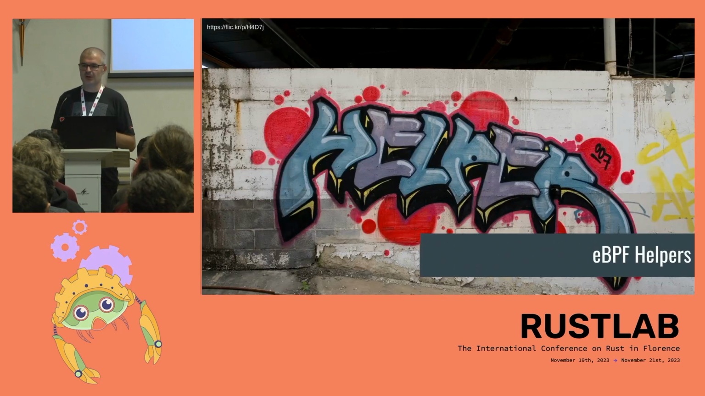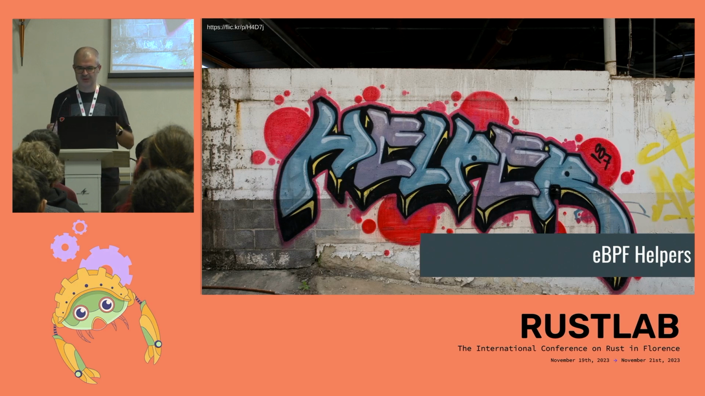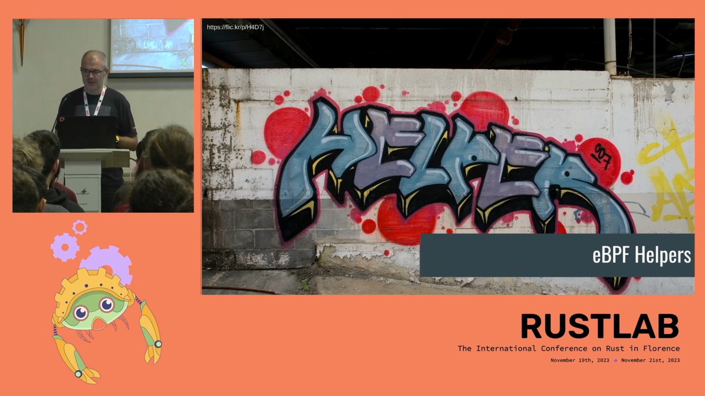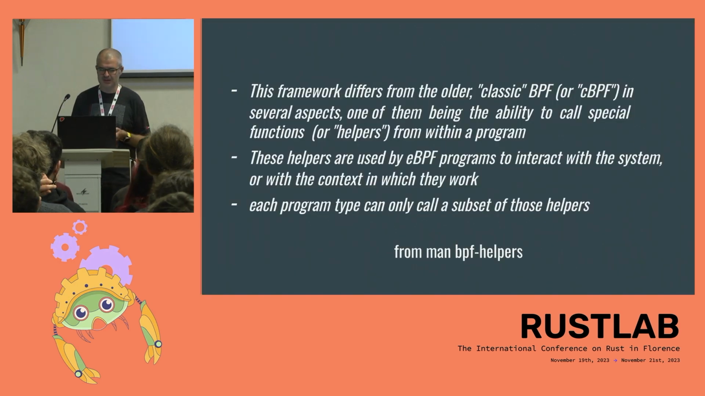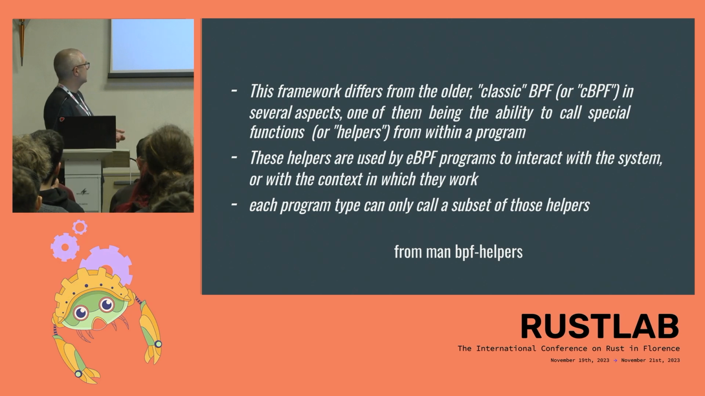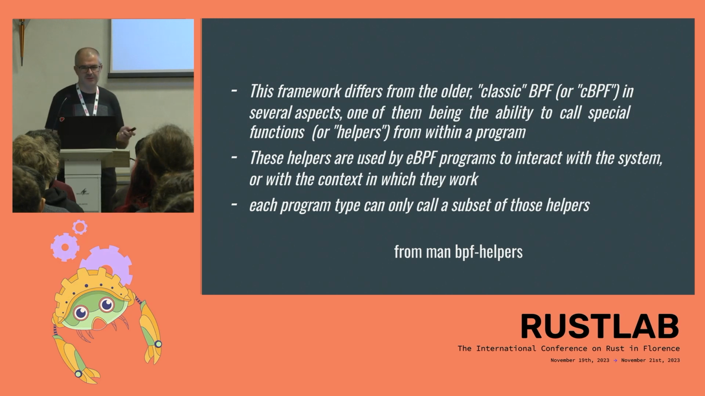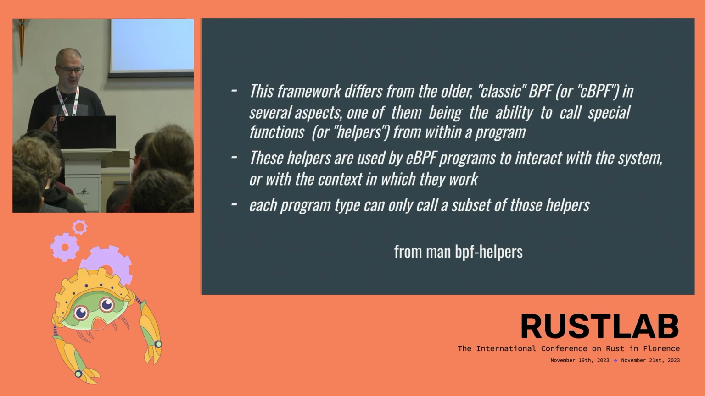And we said that we have these programs running in the kernel, but despite running in the kernel, they run in a sandboxed environment, so they can't go around and mess with any part of the kernel's memory. In order to overcome this, there are utility functions called eBPF helpers that allow us to interact with the context and with the underlying system. This is taken from the man page, and this is exactly the definition. These helpers are used by eBPF programs to interact with the system or with the context in which they work. And each program type can call only a subset of these helpers. So for example, if you have an observability-related program, it won't be able to use network-related eBPF helpers, and vice versa. And the verifier will yell at you.